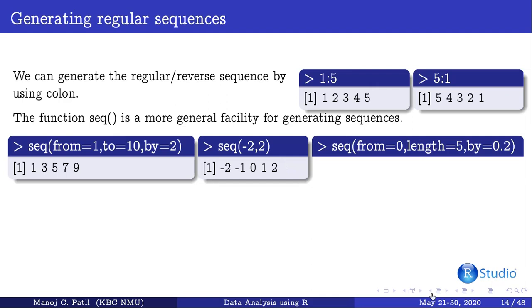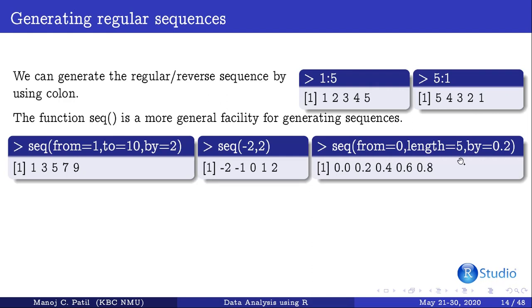We can also provide, instead of the end point, the length. Here the starting point is given, the difference is given, and the length is given. So it will calculate 5 elements in the vector, starting from 0, 0.2, 0.4, 0.6 and 0.8. So these are the 5 elements, 1 2 3 4 5.